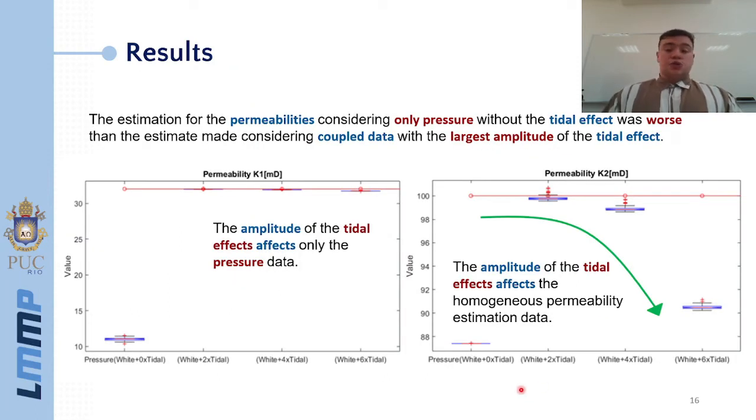Starting with the results, to evaluate the use of the coupled data, we compare the estimation for each parameter considering only pressure data and using the combined data with different noise amplitudes. The red line is the expected value for each parameter. Here, we can observe that even when increasing the harmonic noise, the combined data is still providing an accurate estimation for the skin permeability, better than the simple pressure analysis. And for the permeability out of the skin zone, as we increase the harmonic noise, the estimations decrease, but they are still better than with only pressure data.